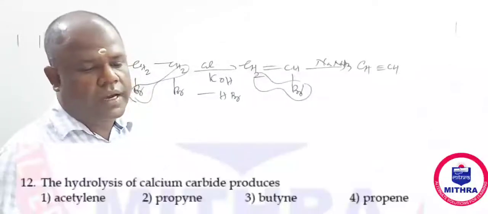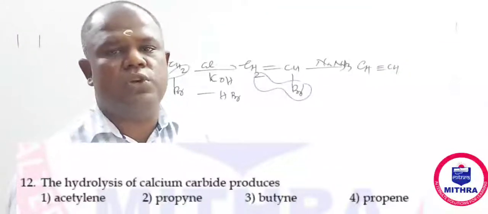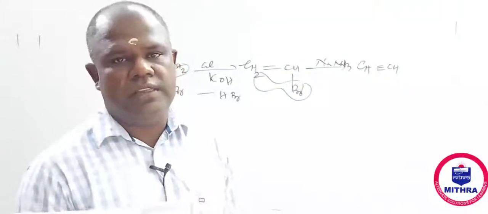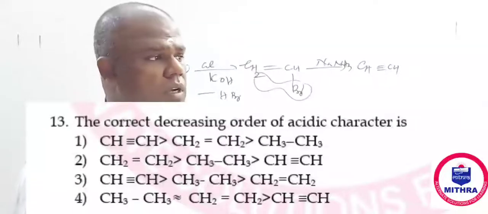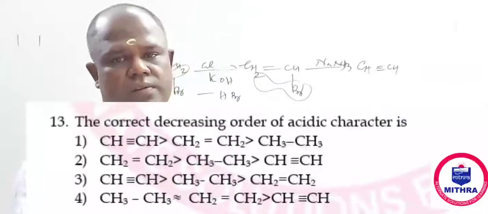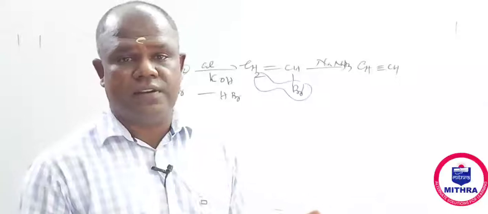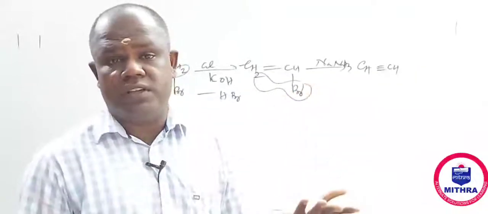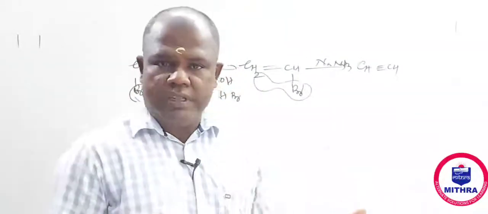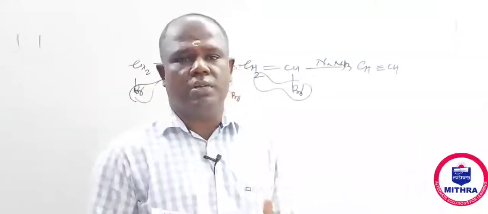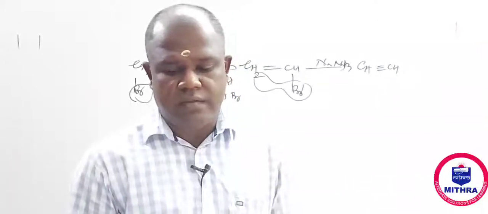Question number 12. Hydrolysis of calcium carbide, production of acetylene, CaC2 plus 2H2O gives Ca(OH)2 plus C2H2, acetylene production. Acetylene means ethyne. Acetylene is the answer given. Correct decreasing order of acidic strength. Triple bonded carbon containing hydrogen is more acidic. Why? Because triple bonded carbon is sp hybrid with 50% s character. As s character increases, electronegativity increases, so it will attract the shared pair from hydrogen, so H is removed as H plus. So compared to triple bond, the next position goes to double bond, alkene, then to single bond. So order is crystal clear. Decreasing order of acidity: acetylene, ethene and ethane. Option number 1 is the correct one.